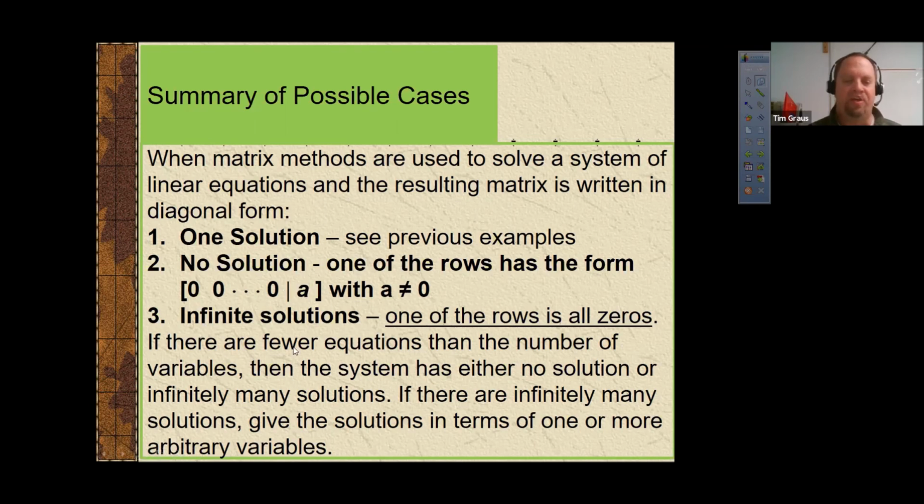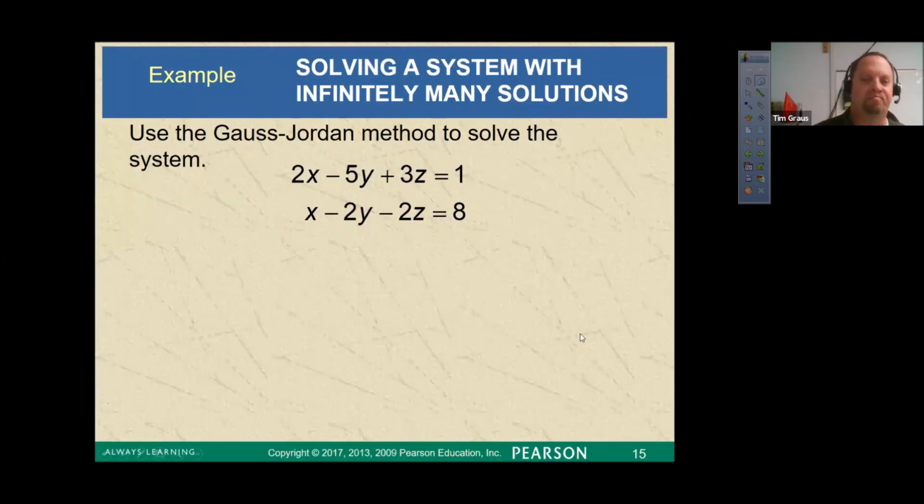If you start with a system of equations where there are fewer equations than the number of variables, that system is either going to have no solution or infinitely many solutions. If there are infinitely many solutions, we'll talk about how to write those infinitely many solutions in terms of one of the variables. Let's solve this system of 3 variables, but only 2 equations. And when the directions say use Gauss-Jordan method, that means that you can use the augmented matrix method as well.